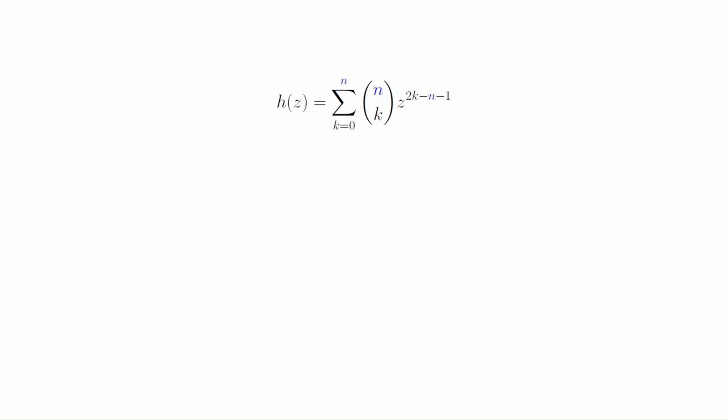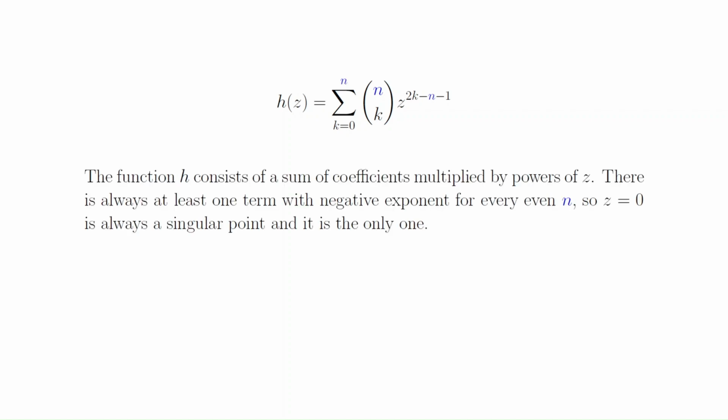In our case, we expressed the integrand of the line integral as the Laurent series that you see here. So this is our function h. Now, the function h consists of a sum of coefficients multiplied by powers of z. There is always at least one term with negative exponent for every even n, so z equal to 0 is always a singular point, and it is the only one.